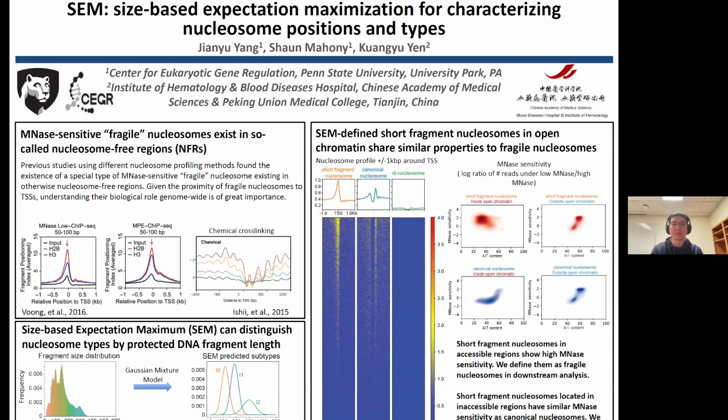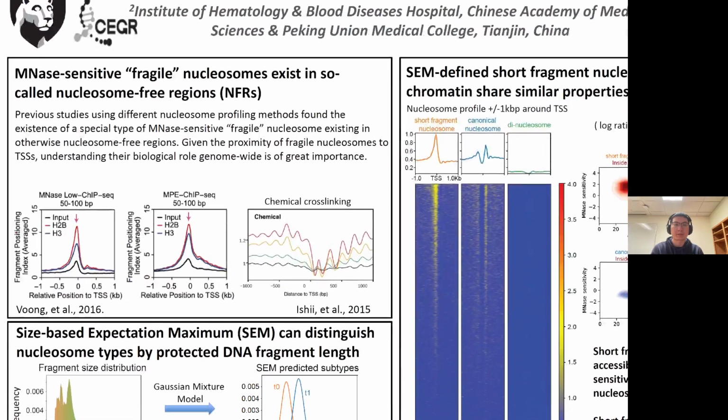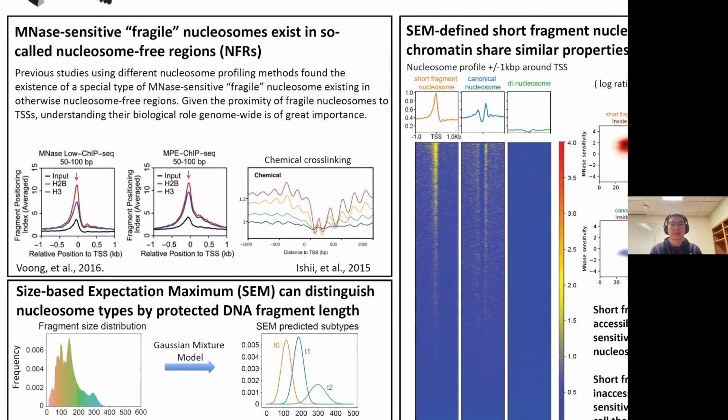Here I want to introduce you to our recent progress on a nucleosome calling package that is able to characterize nucleosome positions and types. To start, as we know, the nucleosome is the basic packaging unit of chromatin. In past studies, people usually used extensive MNase digestion to provide nucleosome positions genome-wide. In those studies, people usually found that around the transcription start site there exists a region completely free of nucleosomes, which is called the nucleosome-free region, in short NFR.